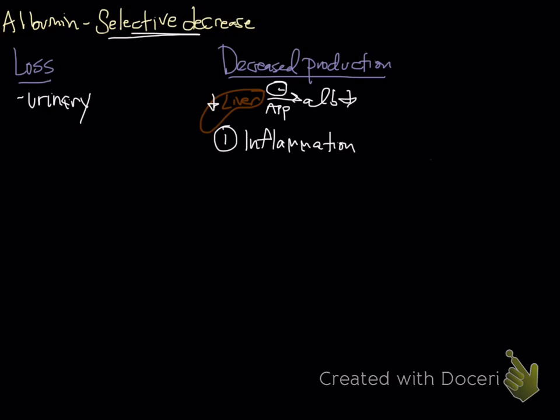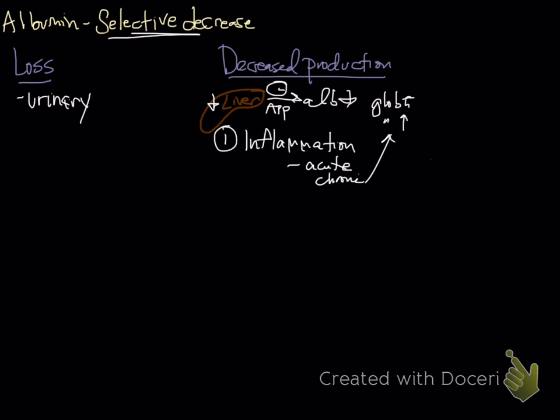So you'll have a decrease in albumin, and of course globulin would be normal, or if there's chronic inflammation, it could be increased. So the inflammation can be acute or chronic. Of course, with chronic inflammation, you might expect to see that increase in globulin.